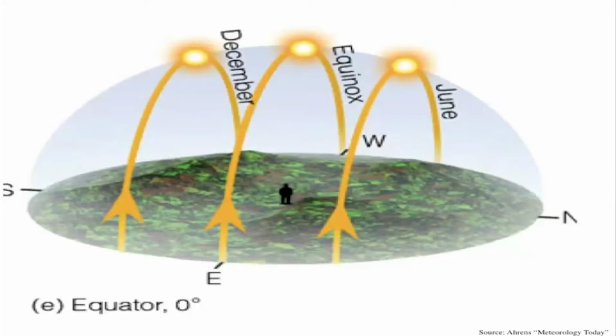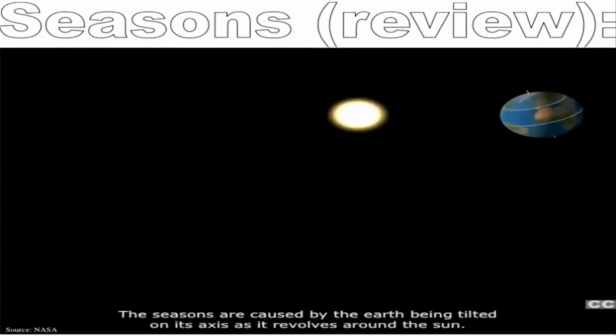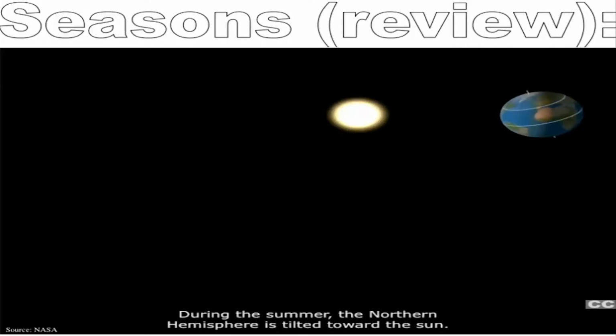So I've said it one way. Here's a professional NASA scientist explaining it another way. The seasons are caused by the Earth being tilted on its axis as it revolves around the sun. During the summer, the northern hemisphere is tilted toward the sun. Longer days and more direct sunlight produce warm summer weather.